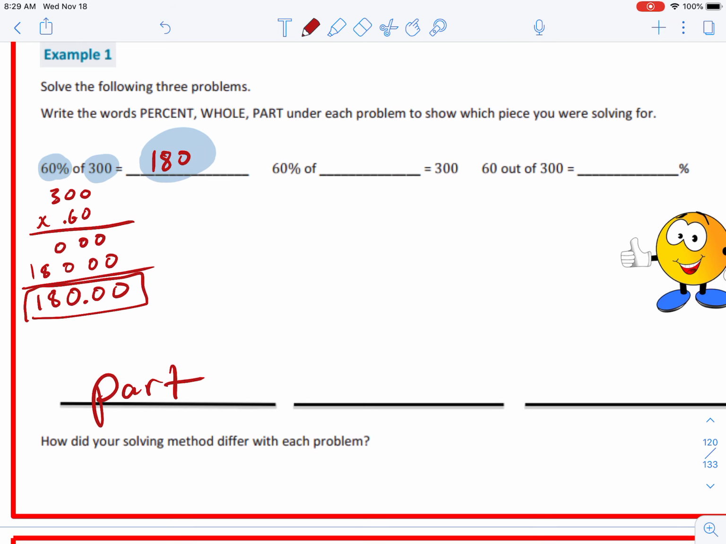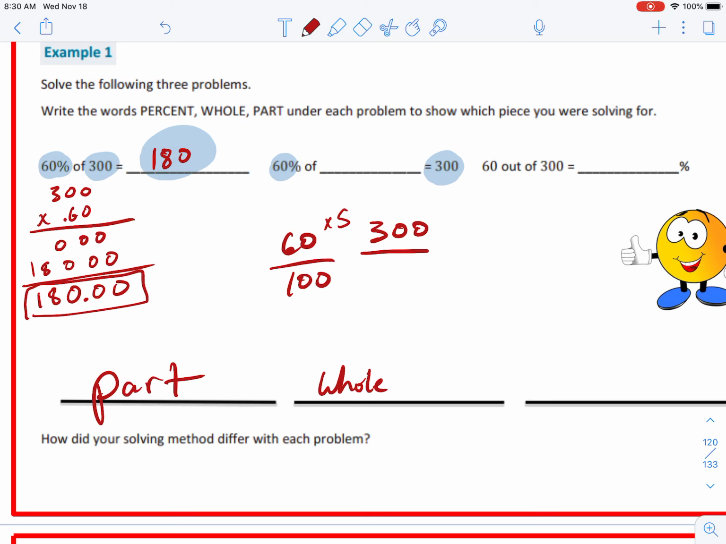Okay? Now, 60% of blank equals 300. So here what we're trying to find is the whole, because we have the percentage and the part. We need to figure out 60%. That 60% is equal to 300. So we're trying to figure out the whole. Well, let's see if 60 and 300 can compare. Okay, can 60 go into 300? It can, multiplying it by 5. So we have to do the same thing to 100, which gives us 500.